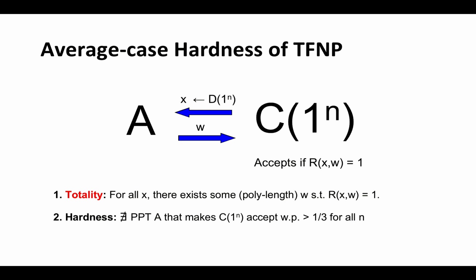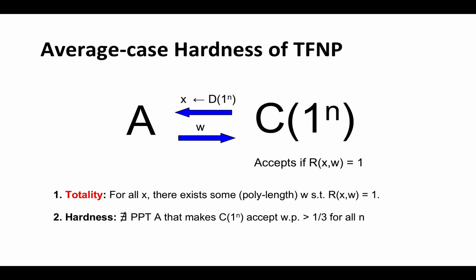This language has only true statements, right? All right, so now we're considering a scenario where he samples some X. For every X, there exists a witness, and the task is for you to find it. Okay, this seems to make the problem a lot easier. Right?